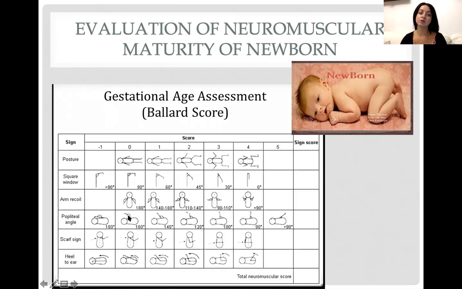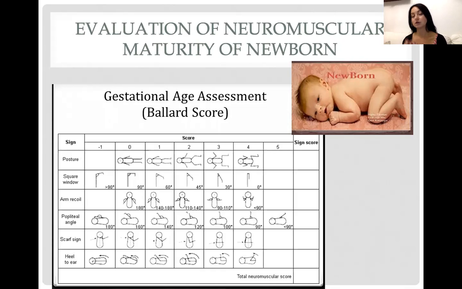Why? Because there is no tonus of legs. Scarf sign. There is no tonus of muscles. That's why this movement of scarf is very easily done. As well as you can easily reach the ear with heel because there are no muscles to control the movements. So like this, Ballard score is evaluated. It is only the first part of Ballard score.